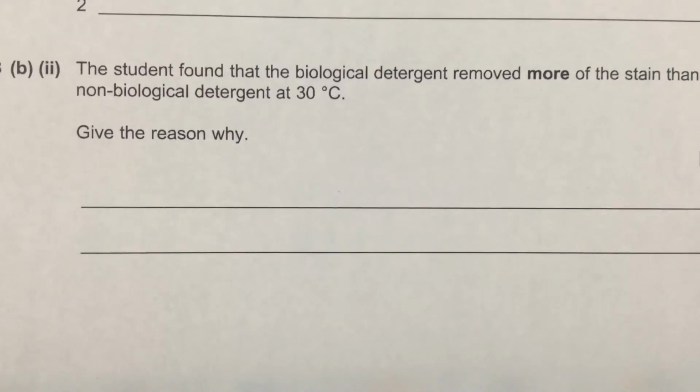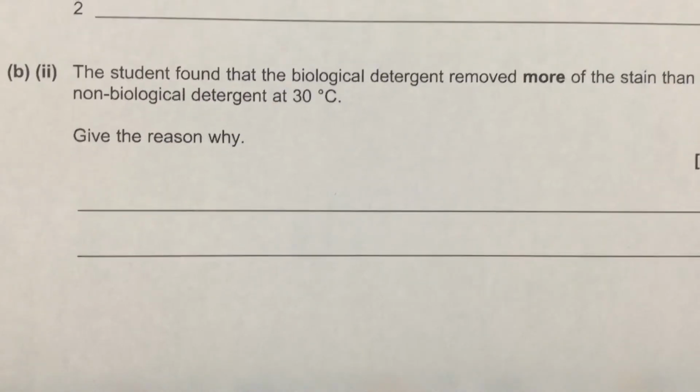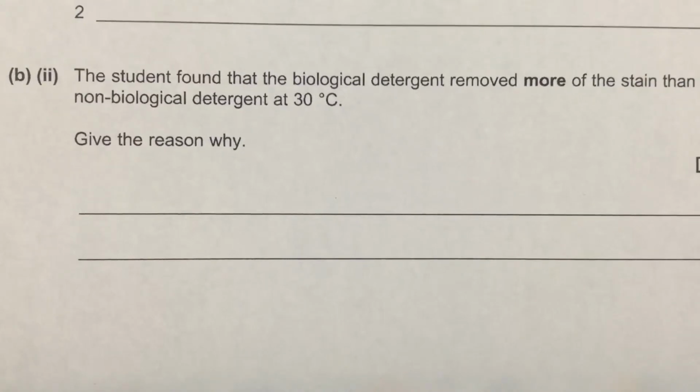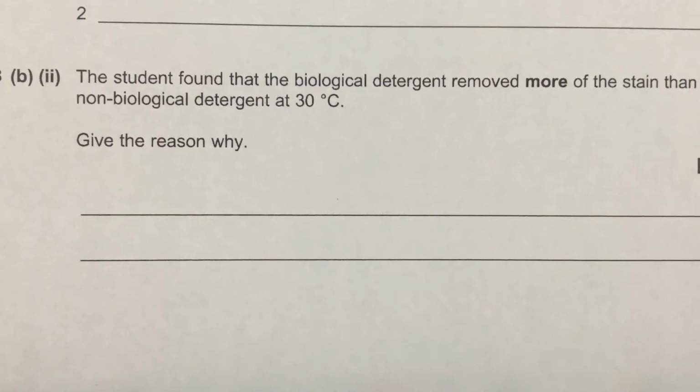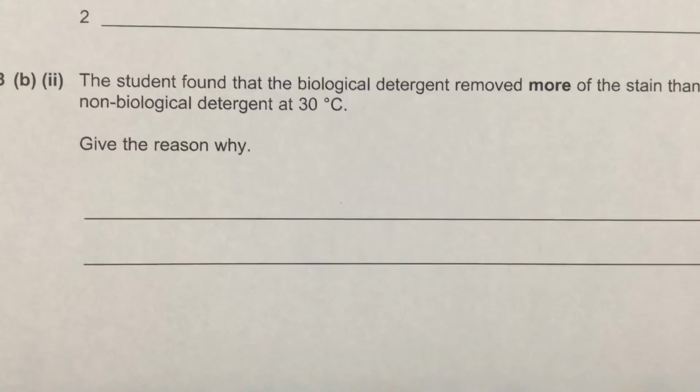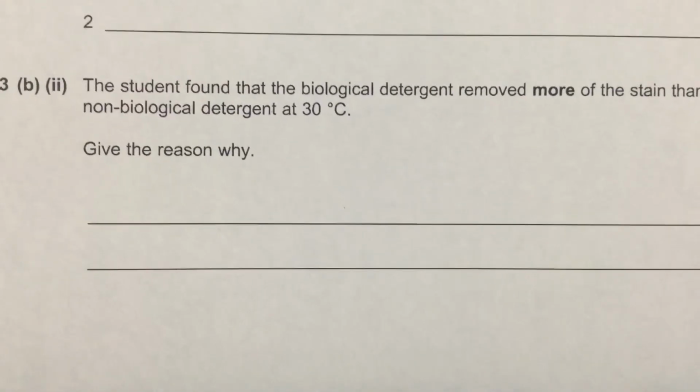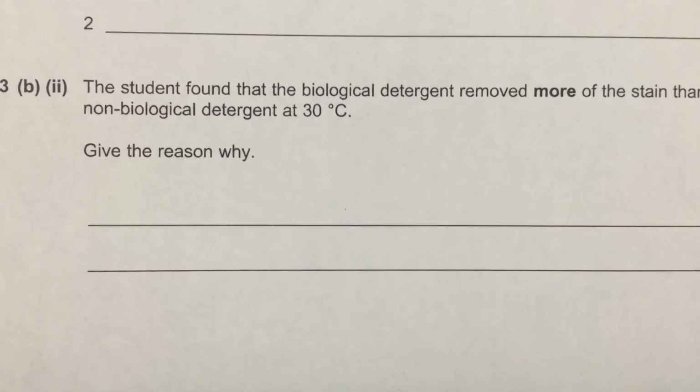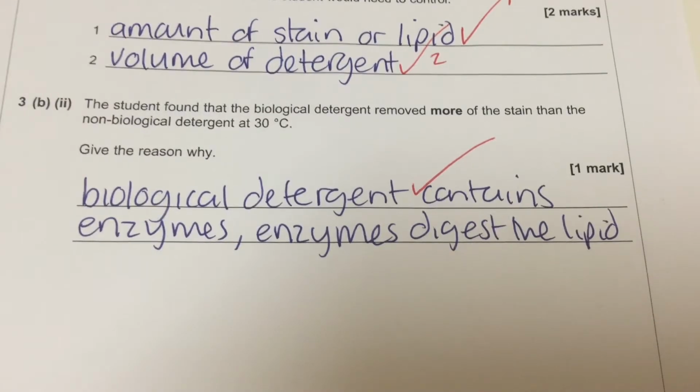The next question says the student found that the biological detergent removed more of the stain than the non-biological detergent at 30 degrees C. Give the reason why. And it's just a 1 mark question. I would have said that this answer was worth 2 marks, but there's only 1 mark. So all we needed to say was that the biological detergent contains enzymes. I believe there's a 2nd mark in there really by saying that the enzymes then digest the lipid.